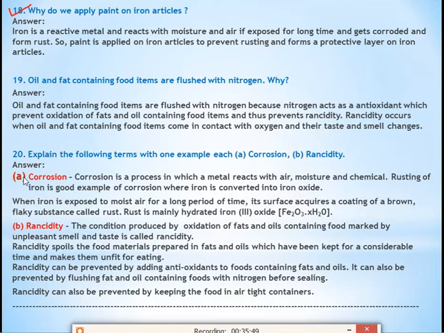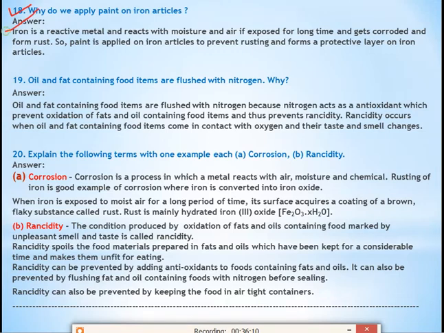So what we do? We apply paint on iron articles. The iron gates which you have in your house, we apply paint on those gates so that they will be protected from rusting or from corrosion. Other methods are also there. Oiling is there, galvanization process is there. By that also we can prevent articles from rusting.